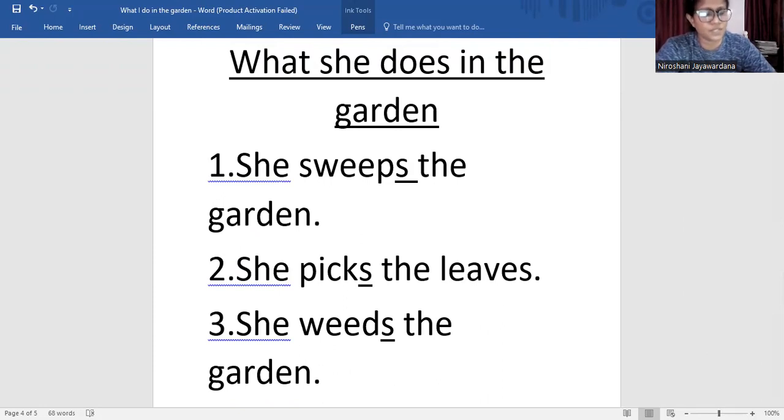I can see a fence. Good, sentences are correct. Picture number two, I can see a rabbit. There are carrots. I can see the sun. There are clouds. I can see a watering can. Right. Other sentences are correct. Picture number three.